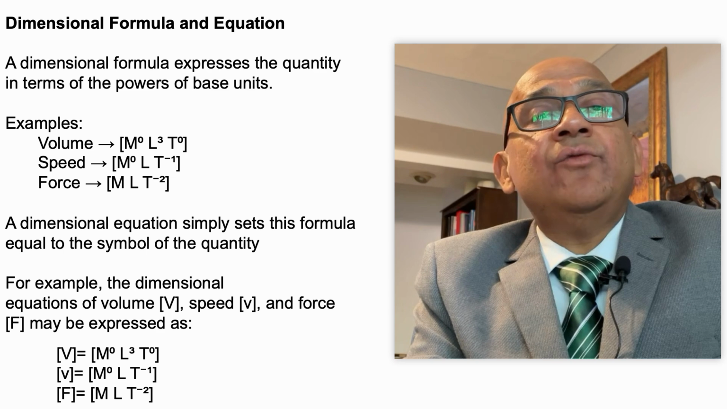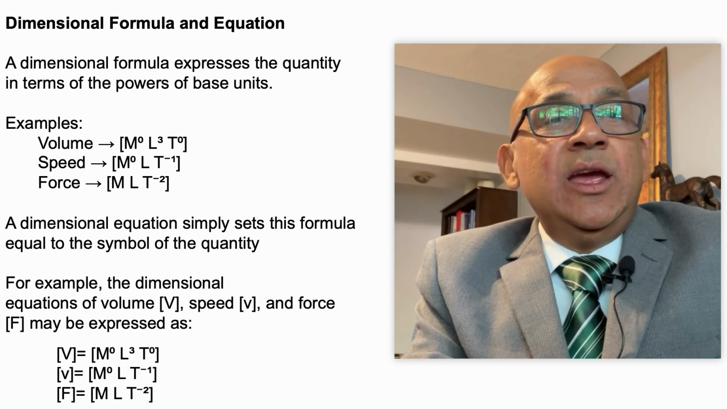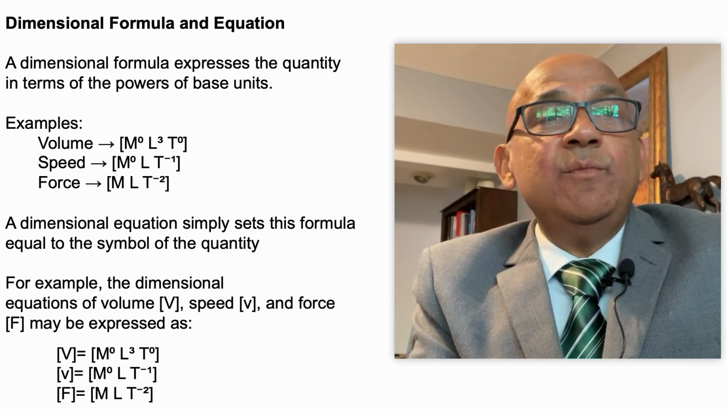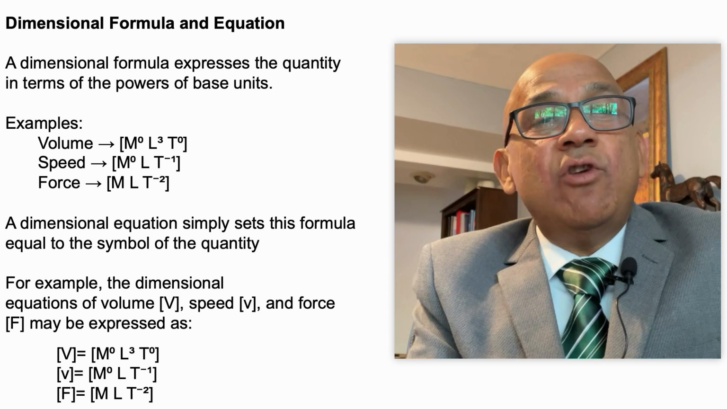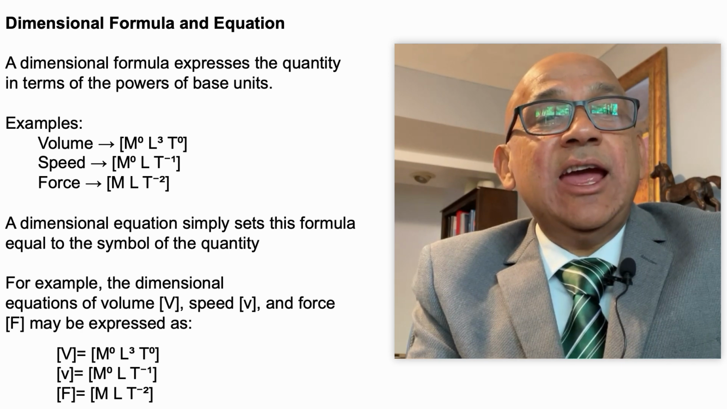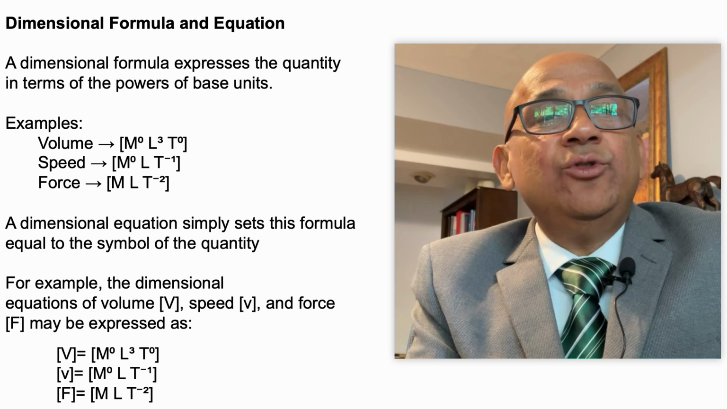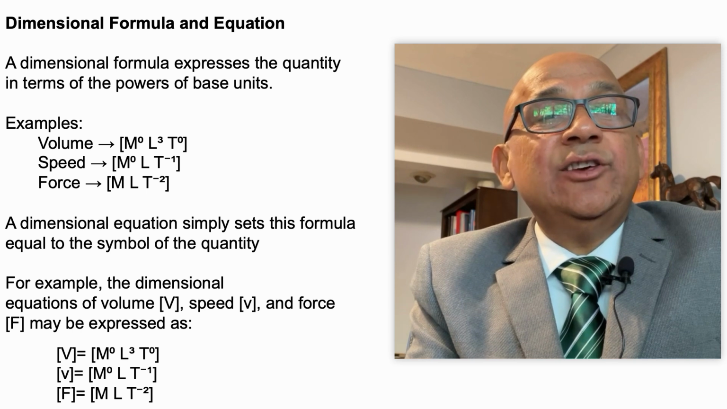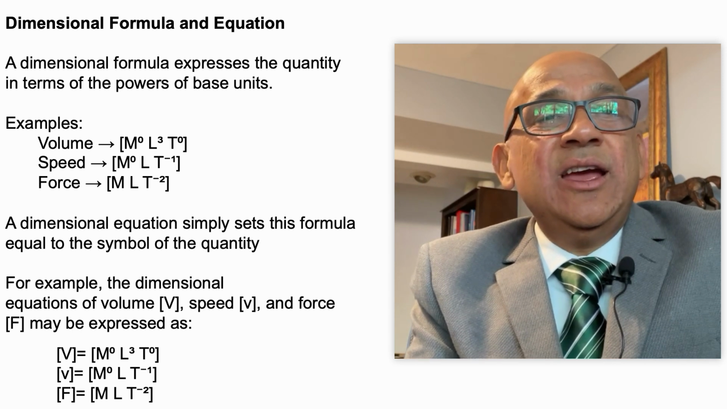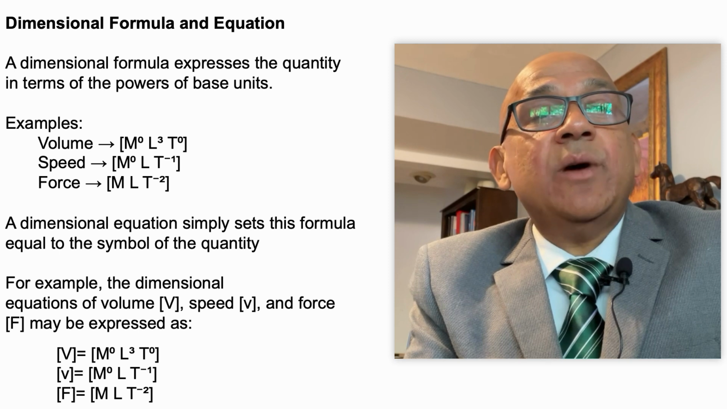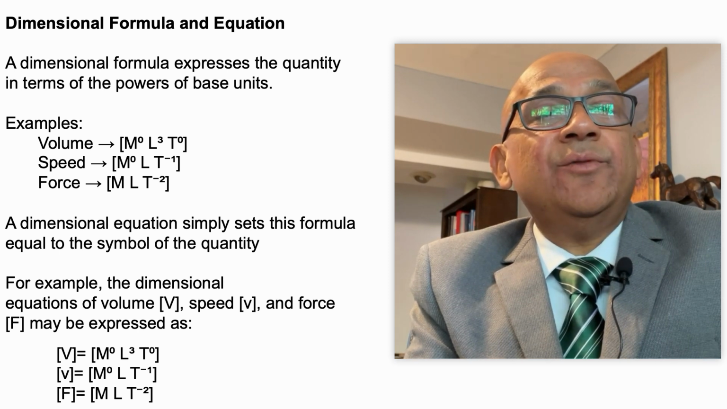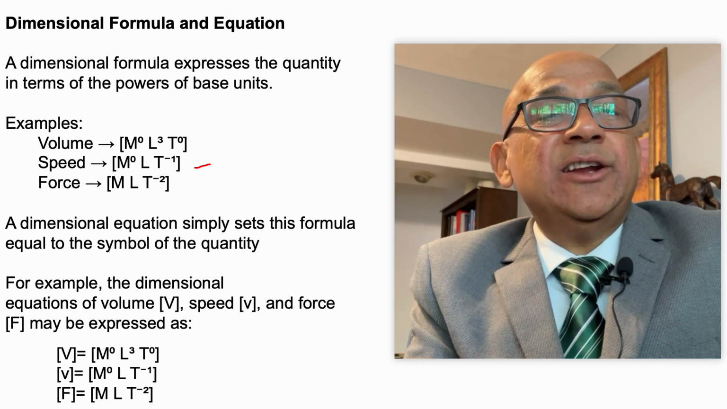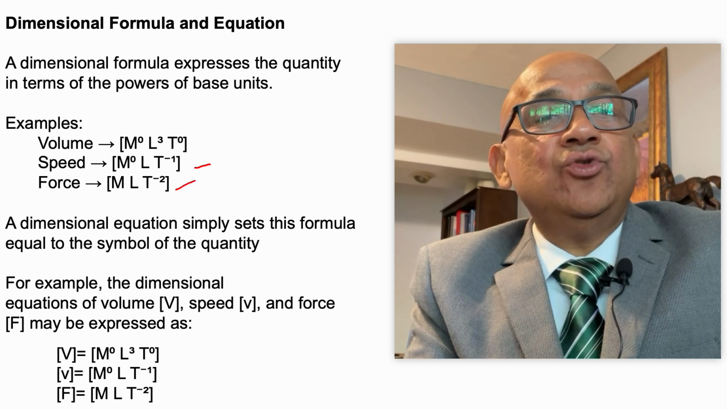Coming to dimensional formula and equation. A dimensional formula expresses the quantity in terms of the powers of the base units. For example, volume can be written as M to the power of 0, L to the power of 3 and T to the power of 0. Similarly, the speed, which we discussed earlier, can also be represented as M to the power of 0, L to the power of 1 and T to the power of minus 1. And force can be represented as M L T to the power of minus 2.